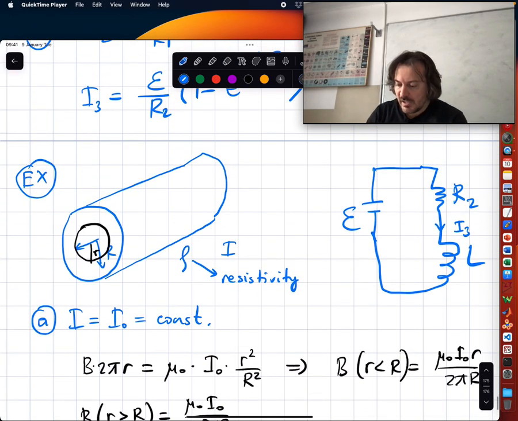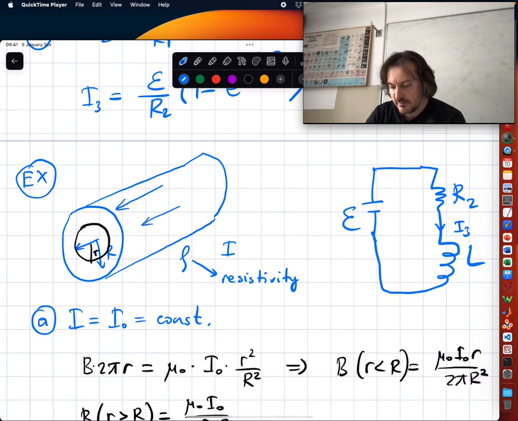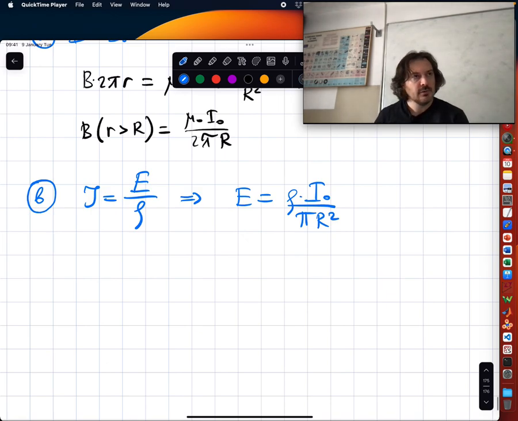So something is making this current flow, right? And that thing has to obey this law. Okay, this is basically Ohm's law for this structure.